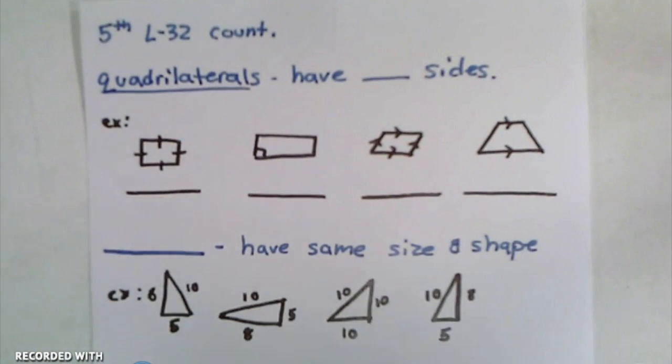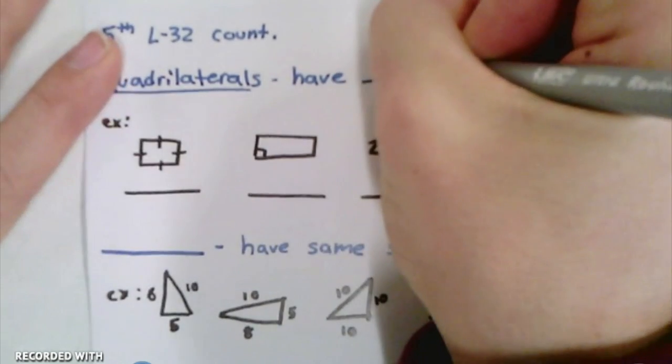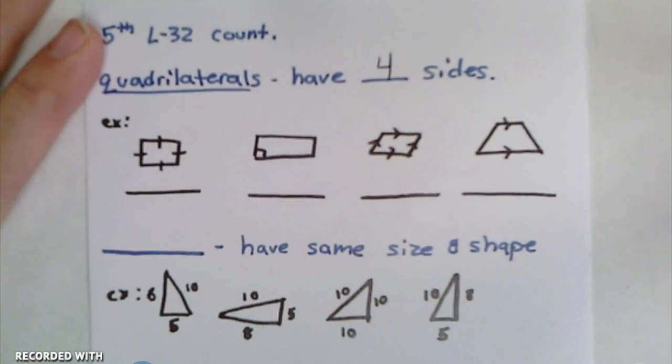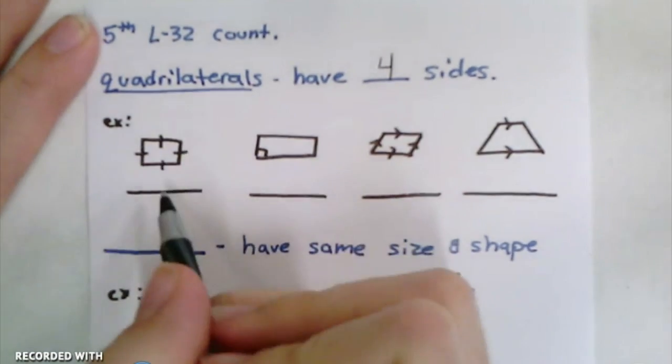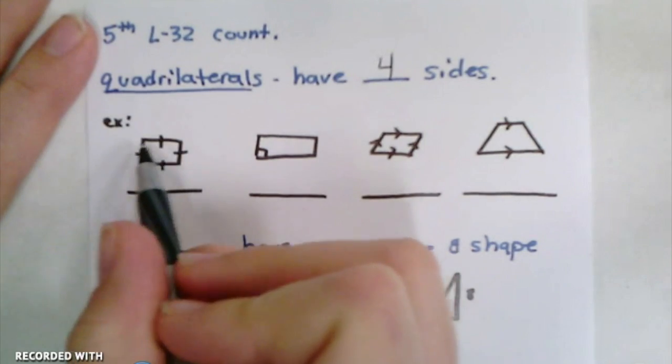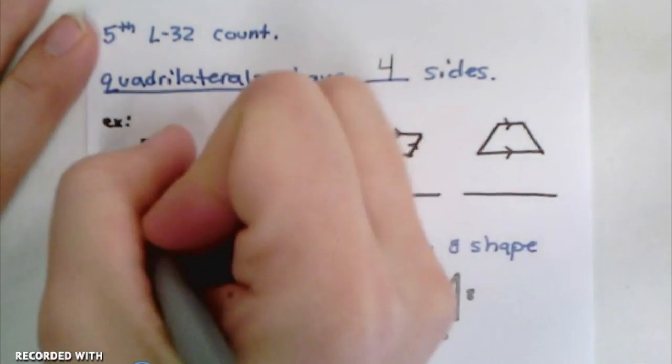No matter what, quadrilaterals, do you remember how many sides they have? They have 4 sides. But they can look different from each other. So this is a common quadrilateral. All the sides are the same length, and we call that a square.